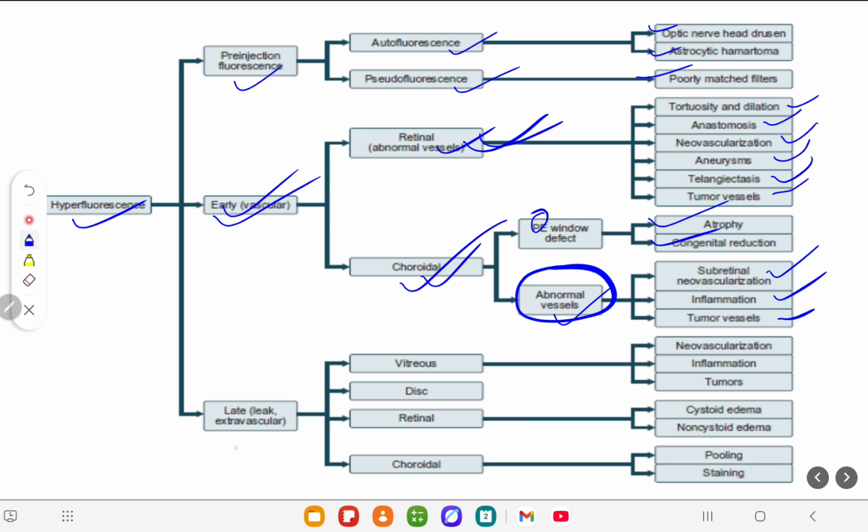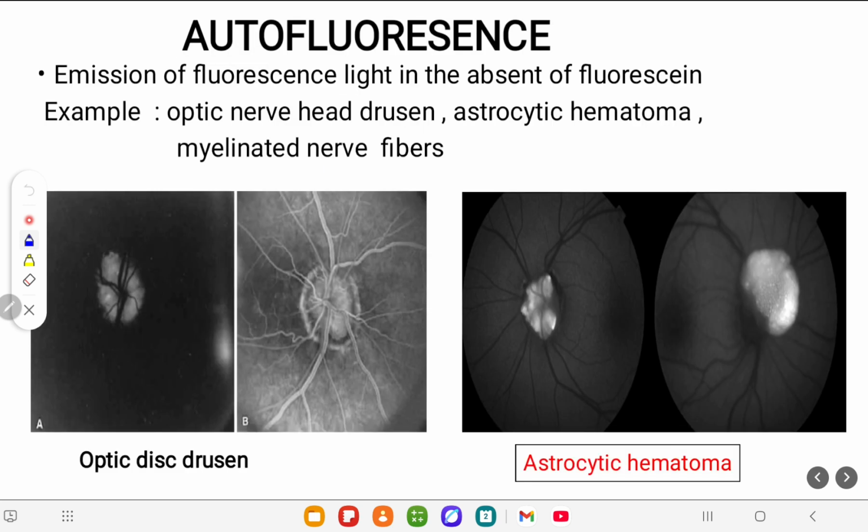Okay, so late leak or extravascular problems. What are the late leaks? Like in the vitreous, if there is neovascularization due to many things, inflammations or tumors. Or in case of discs, the same. In case of retina, cystoid edema or non-cystoid edema, these come late. Basically, edema comes late. And choroidal pooling and staining. These are the things where you see hyperfluorescence.